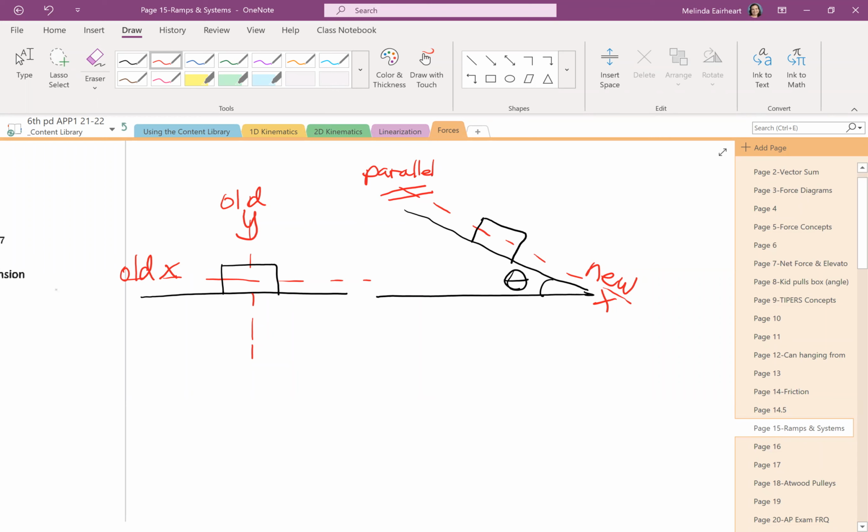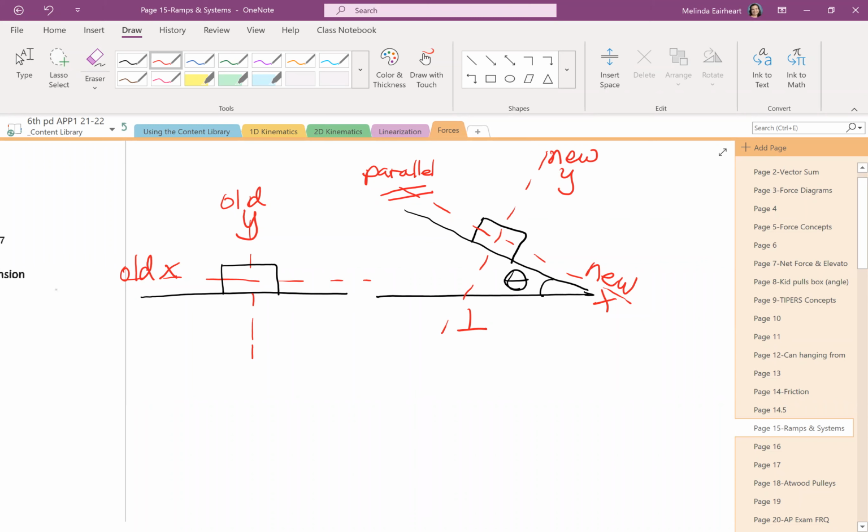Well, when you tilt the X-axis, what has to happen to the Y-axis? X and Y, by definition, have to be 90 degrees from each other, right? And so if X tilts, so does Y. Watch my arms for a second. Old XY, if you tilt the X, Y has to tilt as well. And so now we get new Y, or what I like to call the perpendicular. It's perpendicular to the new surface.